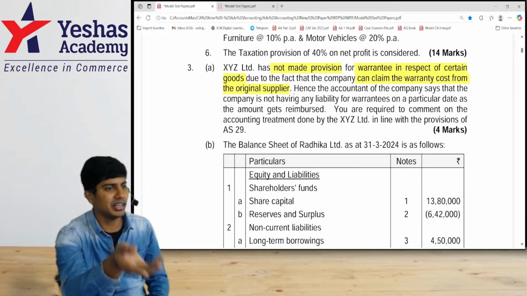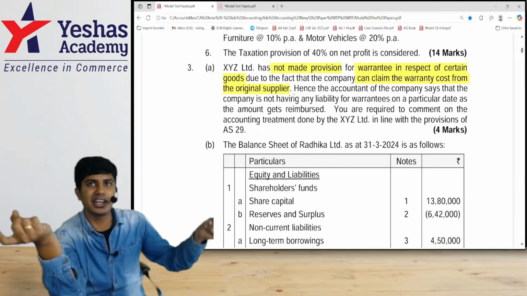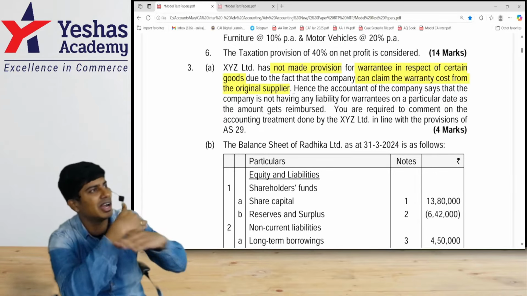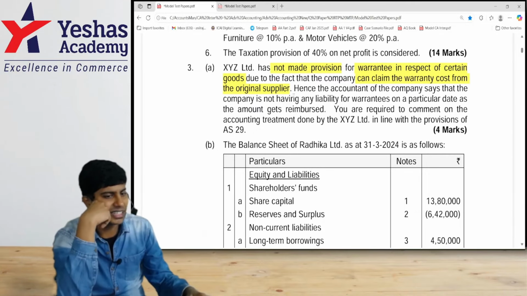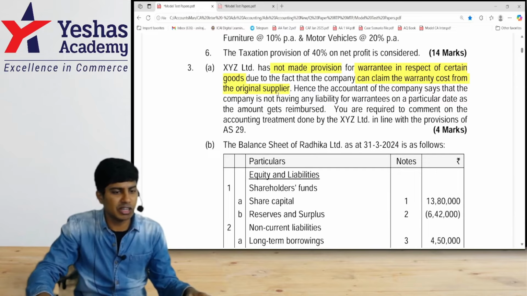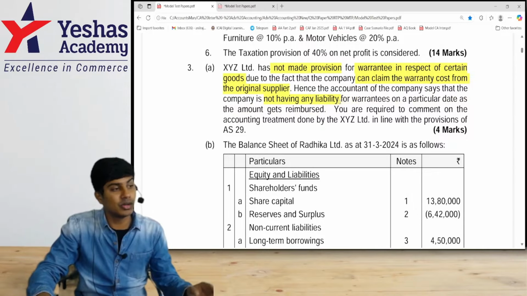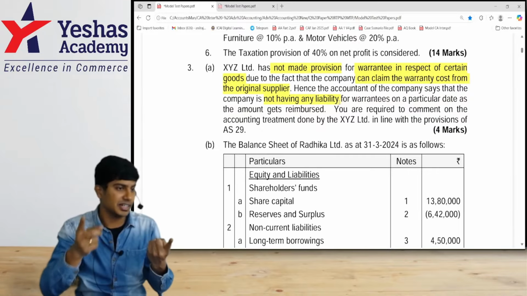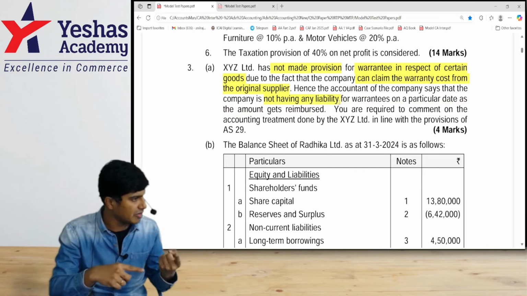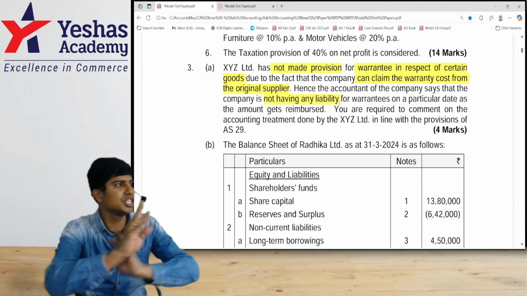What has XYZ done here? They said, I have incurred service, I will receive it from my original supplier, so I will not create a provision. Are they right in this? No. Hence, the accountant of the company says that the company is not having any liabilities. They're saying they don't have a liability. It's not that they don't have; they have a liability and an equivalent asset. So you need to use these words.